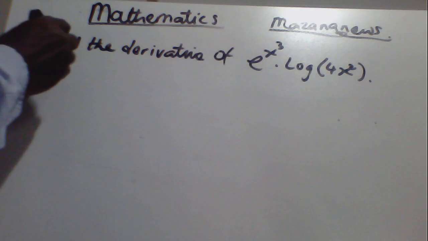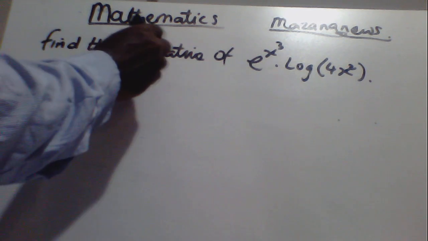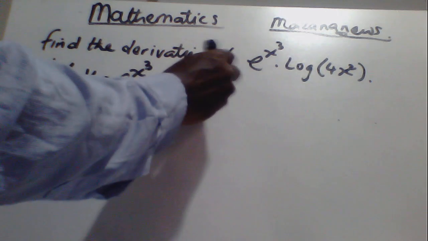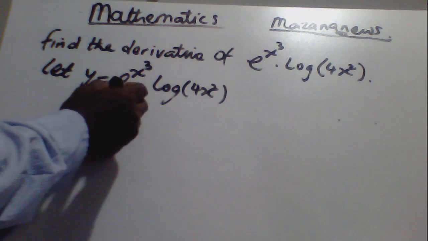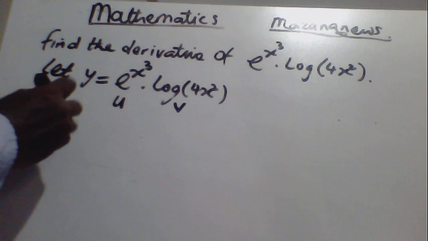In this case, let y equal e raised to the power x cubed multiplying log 4x squared. So how do you solve it? Once you have assigned a variable, for an easy way of solving it, you notice that this expression is a product rule. In this case, this is u and this can be our v.